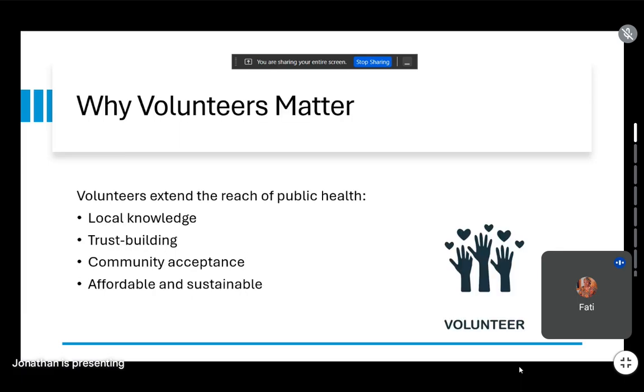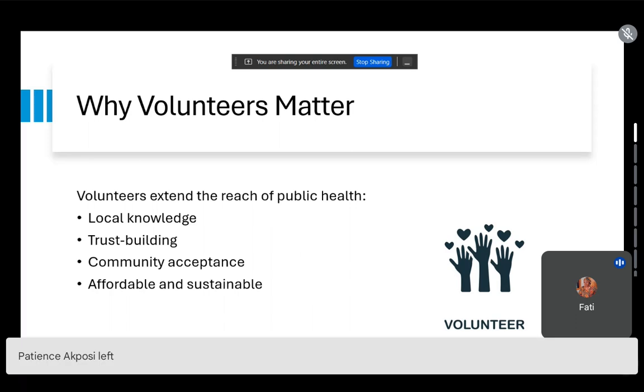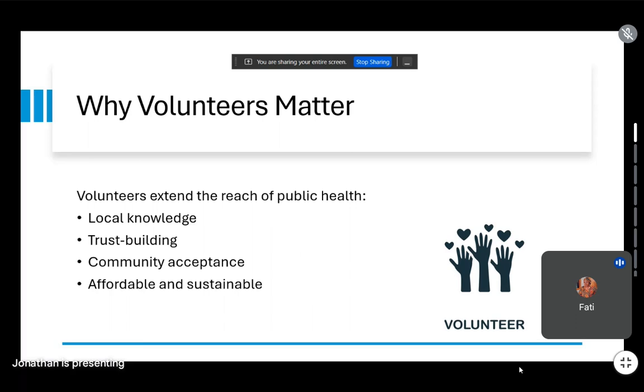Now let's go on and look at the critical importance of volunteers when it comes to public health. Why do they matter? They contribute in ways that professionals alone cannot.